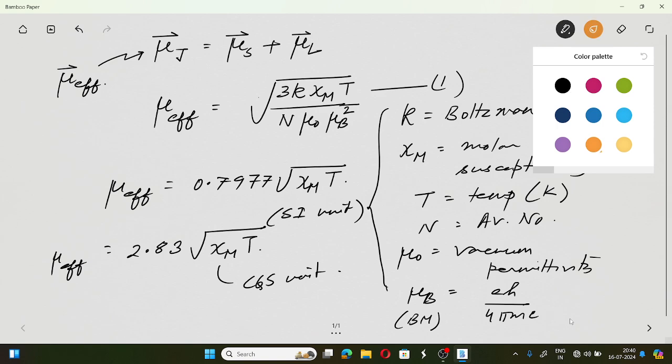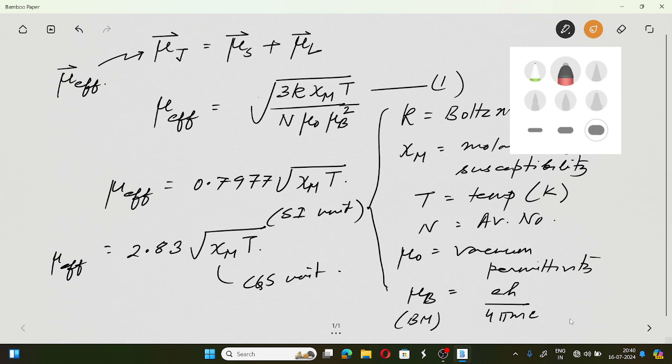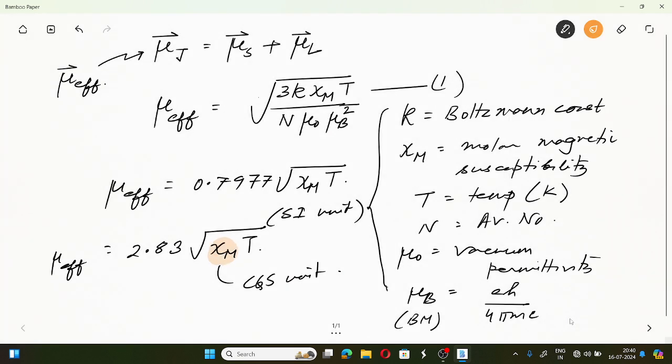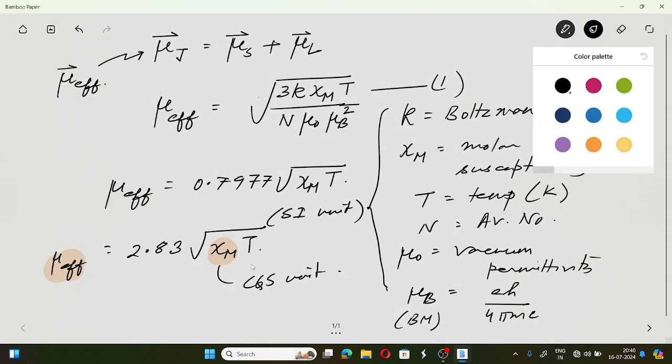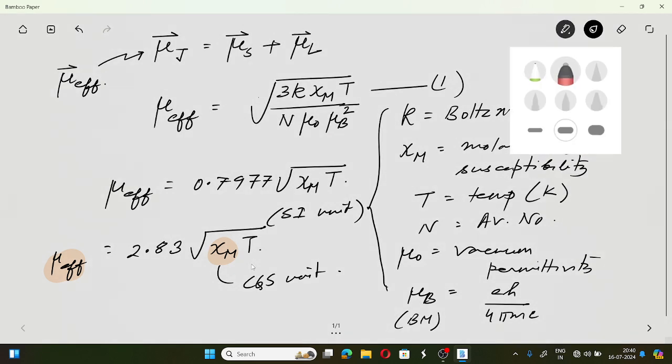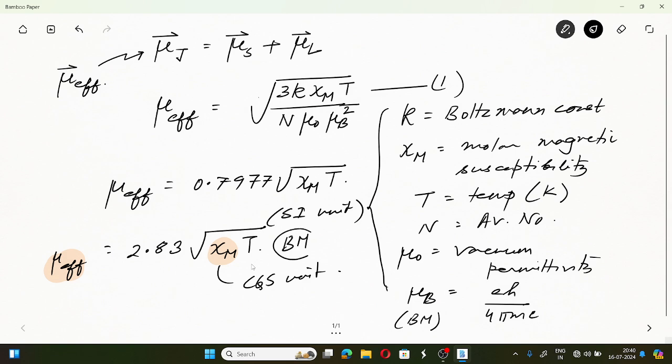So if you look at this molar magnetic susceptibility, it is related to magnetic moment like this. So often they give you problems where maybe molar magnetic susceptibility is given in CGS unit, and this will be expressed in Bohr magneton. That means the unit of this will be Bohr magneton, or mu B. Okay, fine. So they can give you problems related to this equation.